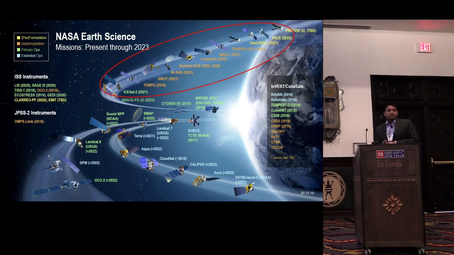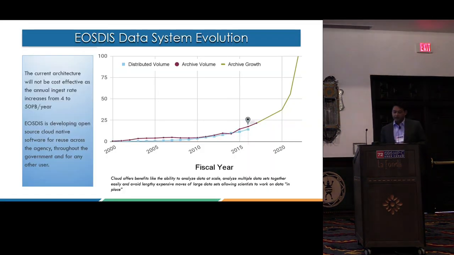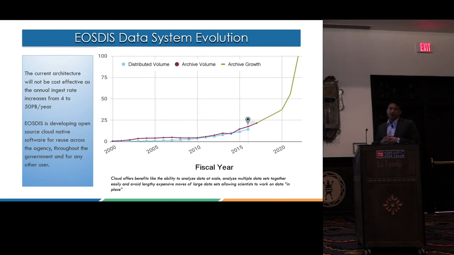The other major driver is that we have all these new missions coming up till 2023, and some of these missions are high volume, high data rate missions. They're really going to change the size of the archives. In fact, if you look at our projections, we are going to go close to 100 petabytes, and we have this exponential growth that we have to deal with. We need a solution, and we can't keep building infrastructures over and over again at different locations.